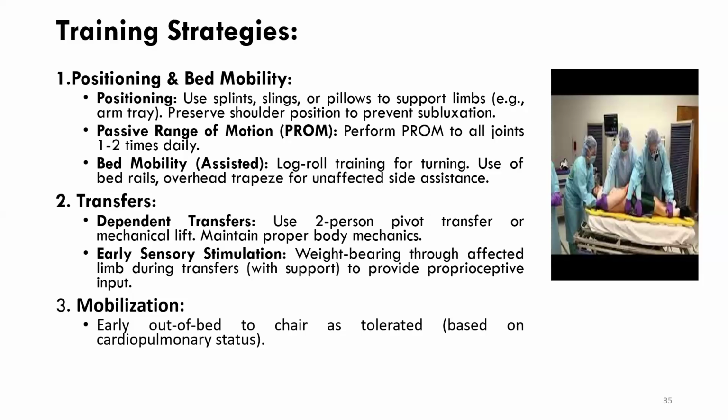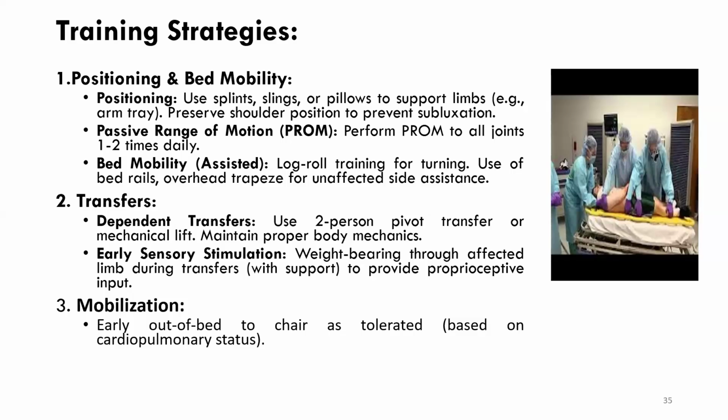And then early sensory stimulation is encouraged. So you encourage weight bearing, especially in the upper limb and the lower limb, so that you stimulate the mechanoreceptors and of course the proprioceptors also. So mobilization is encouraged also in the early or the acute stage, especially when you have stabilization, other maybe, what do you call it?